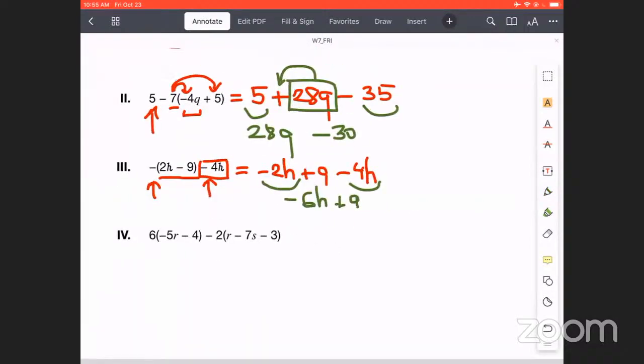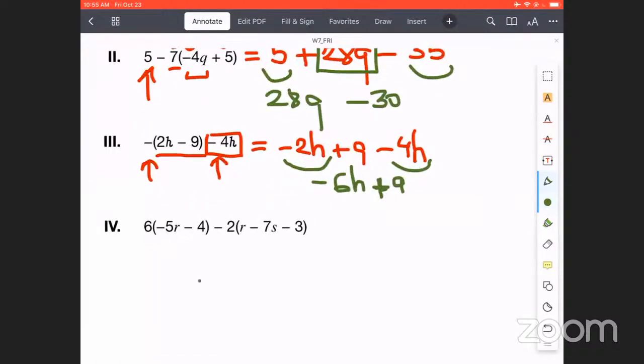Okay, the last one you have to be careful, because there are multiple things going on. Let me show you. Let me write it down right under it. Here we go. Now in this one, there is a non-negative sign for the first parentheses in front of 6, so I don't have to worry about switching the sign. Just multiply the number by every single term inside.